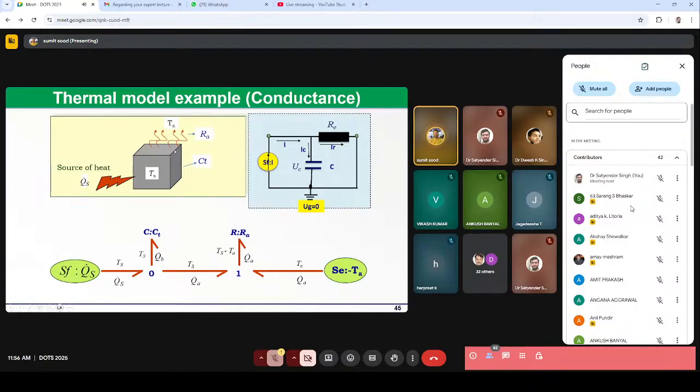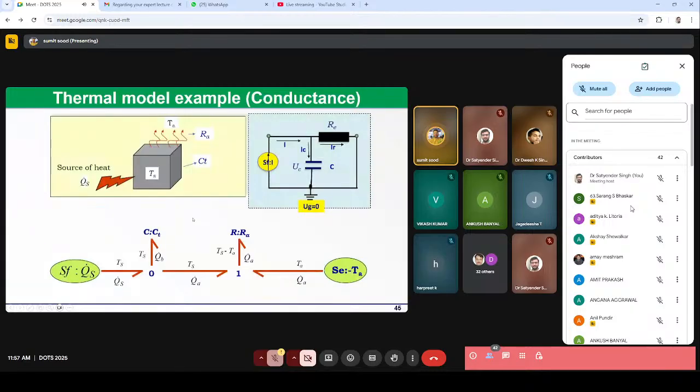So if you see here, this is also equivalent to the electrical circuit. In this case, this source of flow is basically the heat, this resistance is basically the thermal resistance, and this capacitance is basically the thermal capacity of this block. And this ground here, where the voltage is grounded to, is the source of effort for temperature TA.